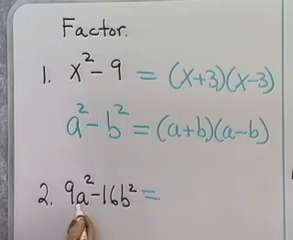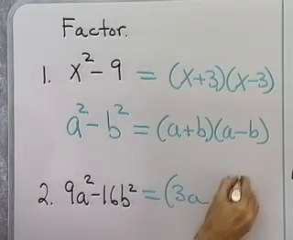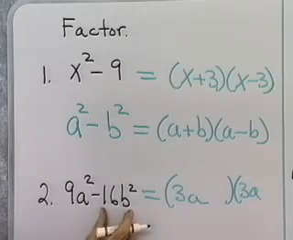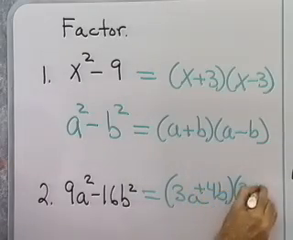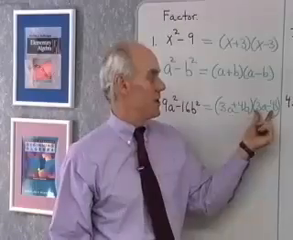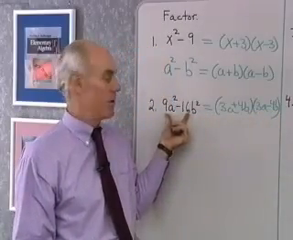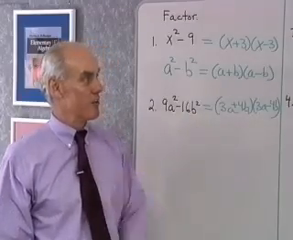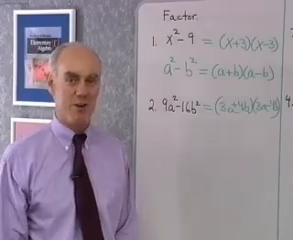Likewise, 9a squared minus 16b squared is the difference of two squares. The first square is the quantity 3a squared, so I'll have 3a and 3a, and the last term is the perfect square 4b quantity squared, so plus 4b and minus 4b. So 3a plus 4b times 3a minus 4b will always result in 9a squared minus 16b squared, the difference of two squares.